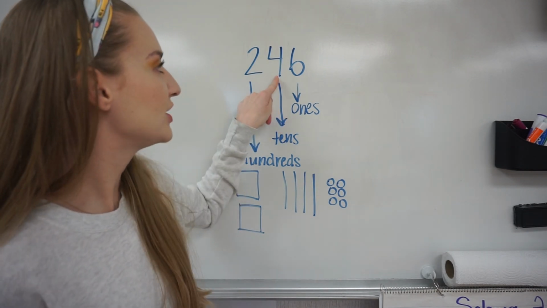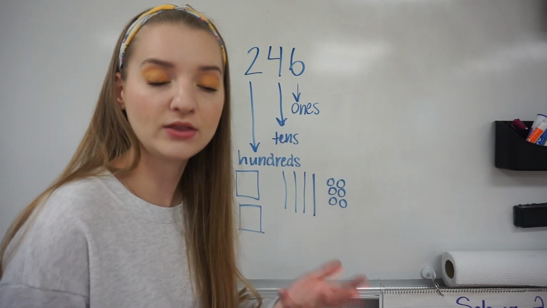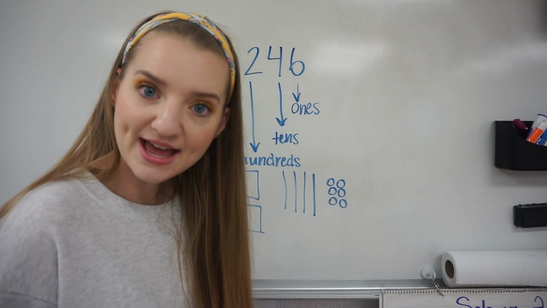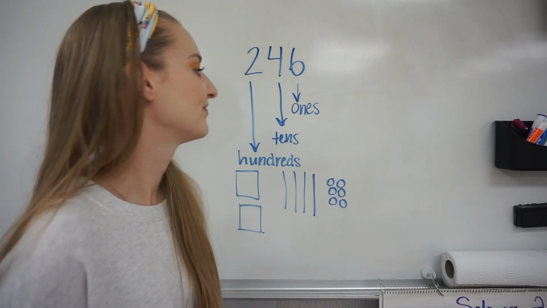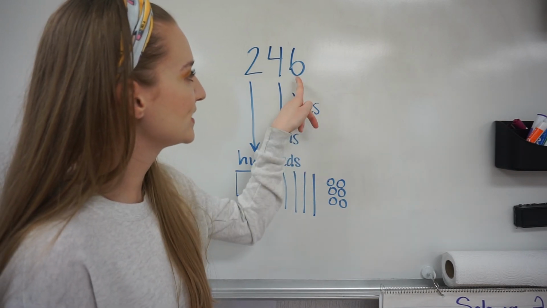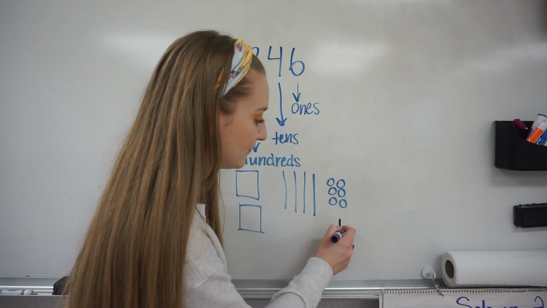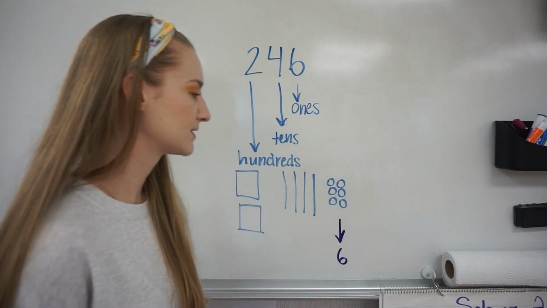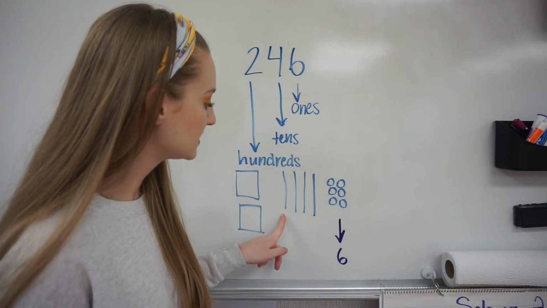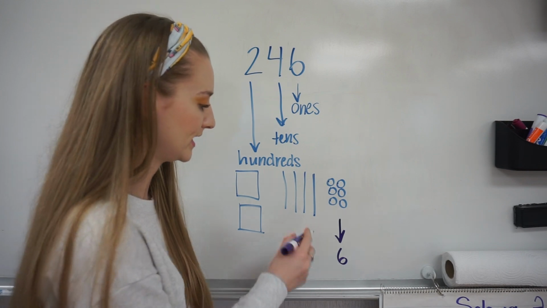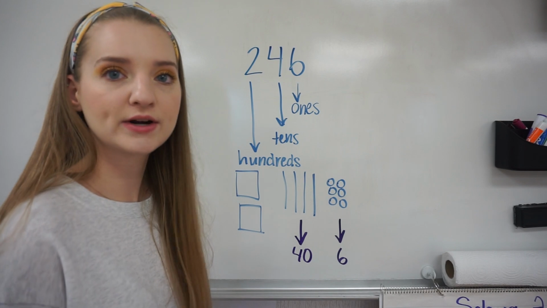Now, we can take this a step further and talk about the value of each place. When I look at this, I know that that 4 does not just represent 4, or it would be in the ones place. Instead, we want to look at the value, right? So in the ones place, we have 6 ones. 6 ones just has a value of 6. 4 tens, we can count by 10. 10, 20, 30, 40. The value of the tens place is 40.